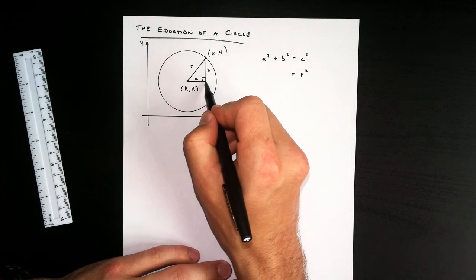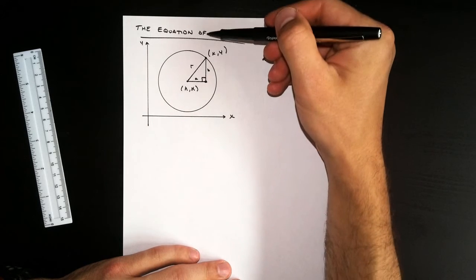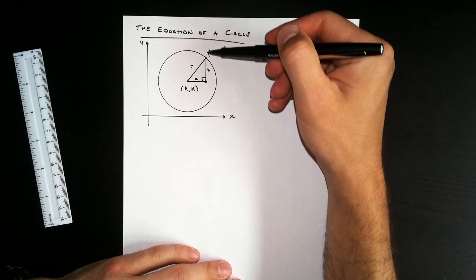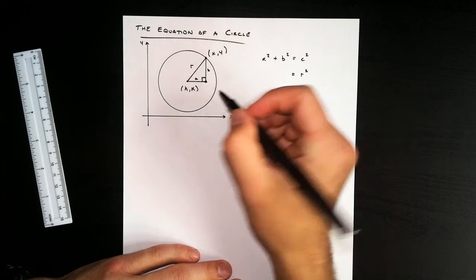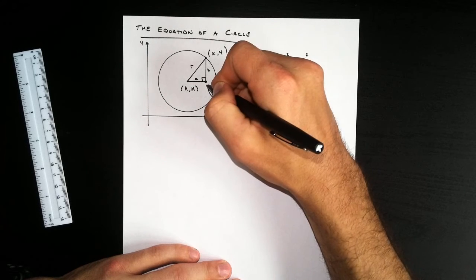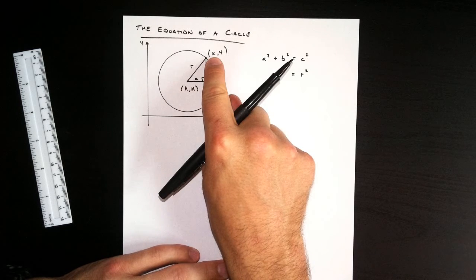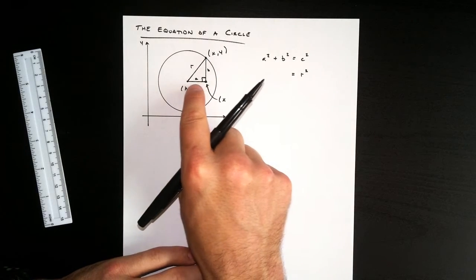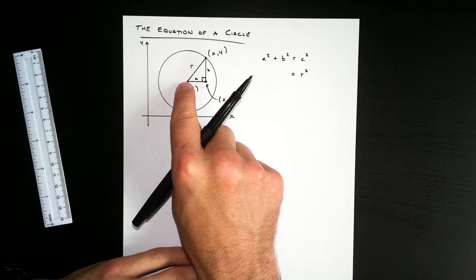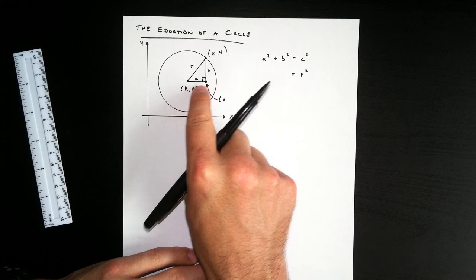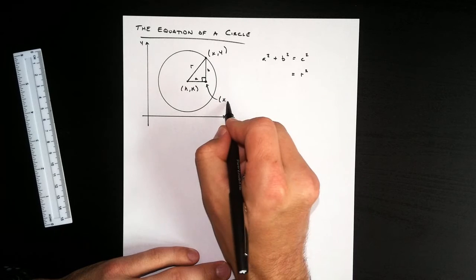All right, so let's think about this point right here. So vertically, it's directly in line with (x, y). So this is going to have an x coordinate of x, the same one as here. Horizontally, it's in line with this point, the center of our circle. So that means that it has to have the same y value. So the y value for this point is also k.